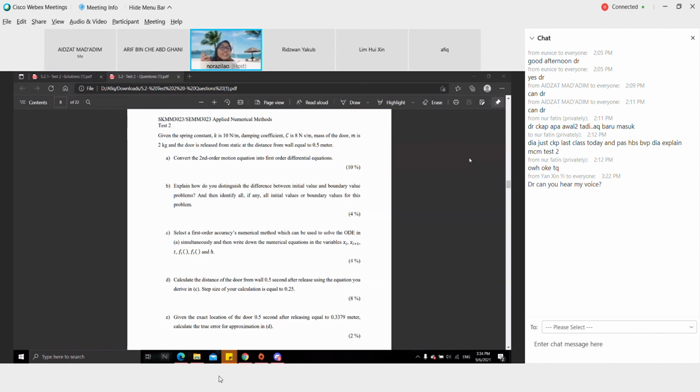And then initial. Dia cakap mula hujung. Tapi hujung tu value dependent dia tak ada. Tak ada, not specific. Okay. So this is a claim as initial.